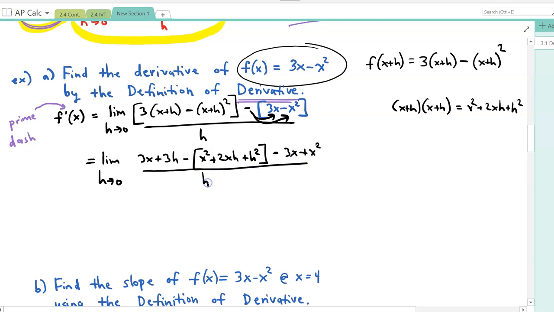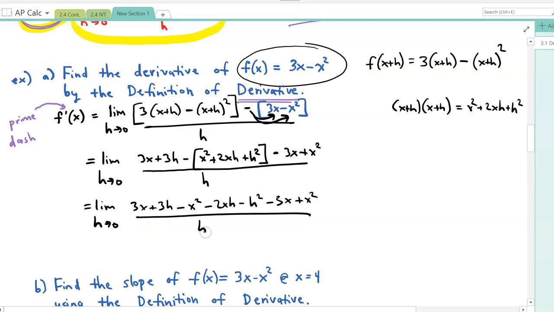Alright, so now we continue. The limit as h approaches 0, 3x plus 3h minus x squared minus 2xh minus h squared minus 3x plus x squared, all over h. Let's clean this up. Can we combine? Can we cancel any terms? So we could cancel the 3x. Hold up a second, I was trying to get red here. We could cancel this 3x with the minus 3x. Anything else we could cancel? The x squares.